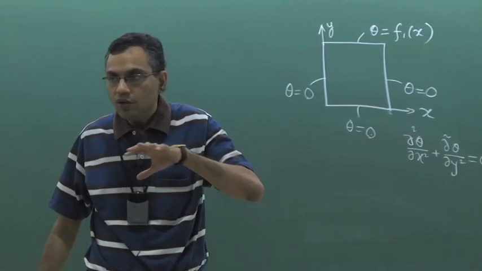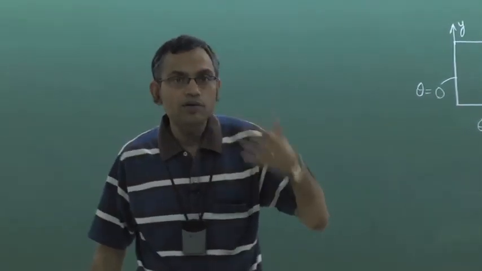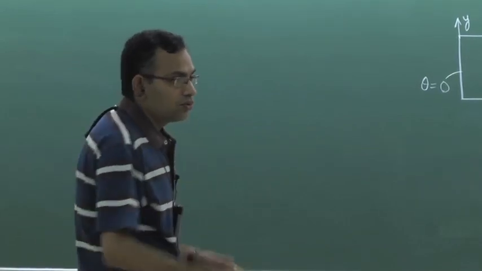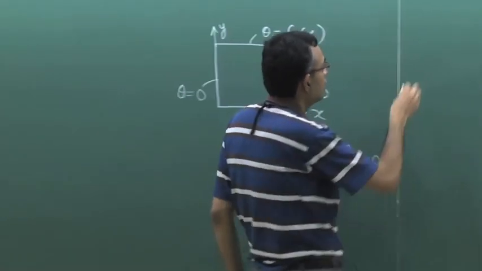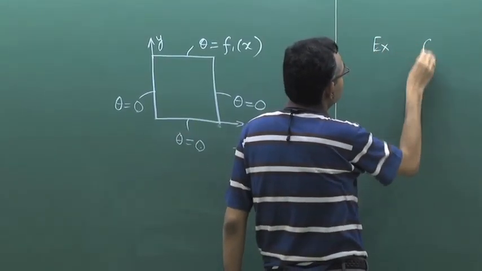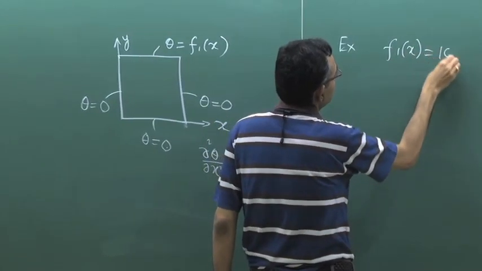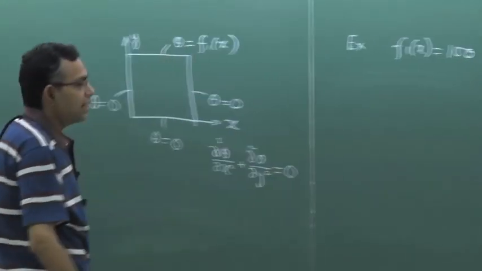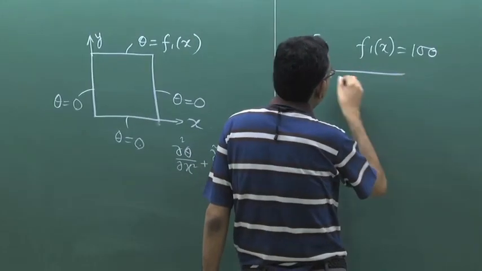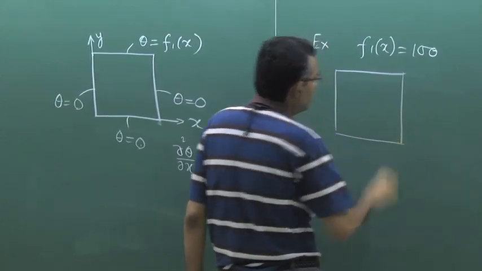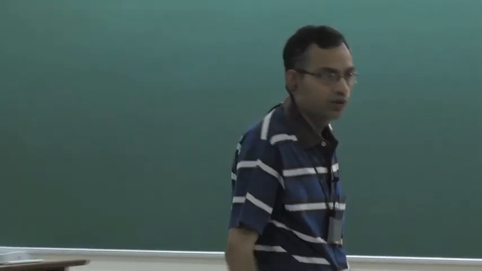Now we will try to develop some physical insight about this problem. To develop the physical insight, let us take an example. Let us say f1(x) equals 100, a constant. In that case, if you consider this domain, how will the constant temperature lines or isotherms look like? That is what we want to schematically show.